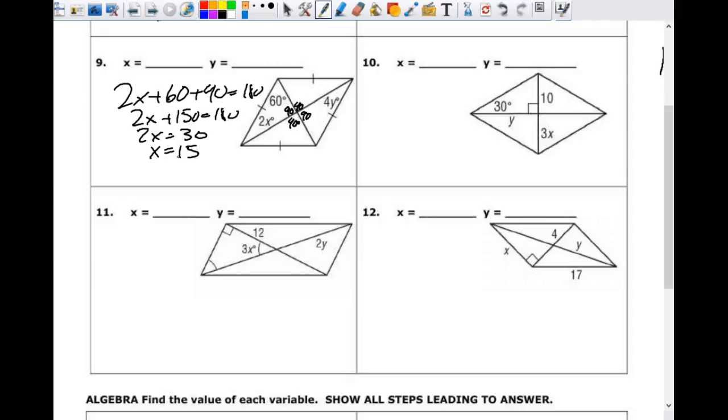So another way to think about this is we know these two are equal to each other because these are alternate interior angles. This is equal to that. 2x is equal to 4y. We know x, we can plug in 15. We get 30 is equal to 4y. Y is equal to 7.5.